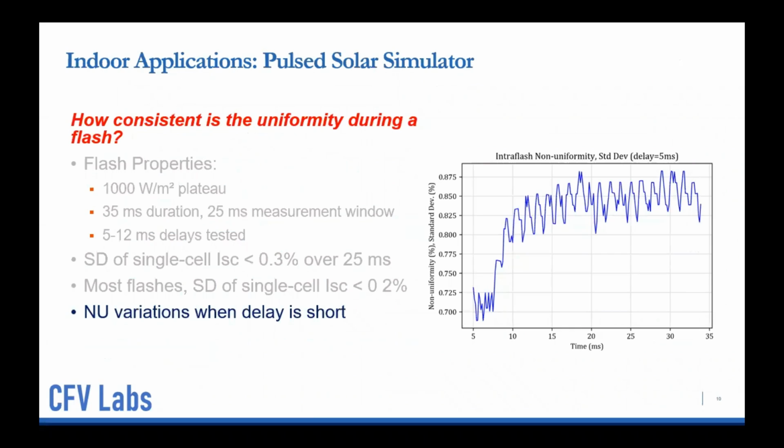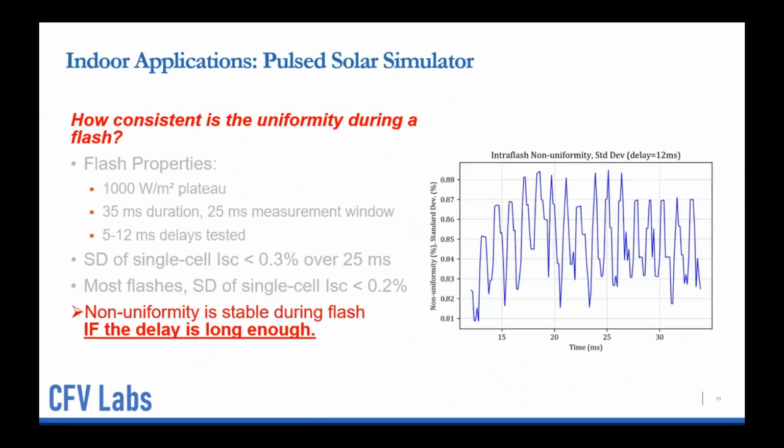We can see that when the delay is short, there is a time evolution of the non-uniformity during the flash pulse, which was something that was interesting to us. And if you lengthen that delay from, say, 9 to 12 milliseconds, we find that the variation drops to almost negligible differences. So basically the takeaway is the non-uniformity is stable during a flash if the delay between measurements is long enough.